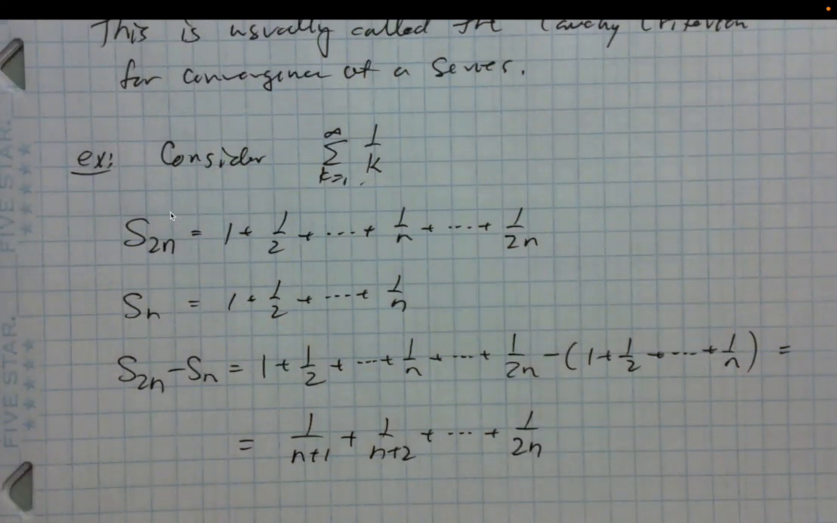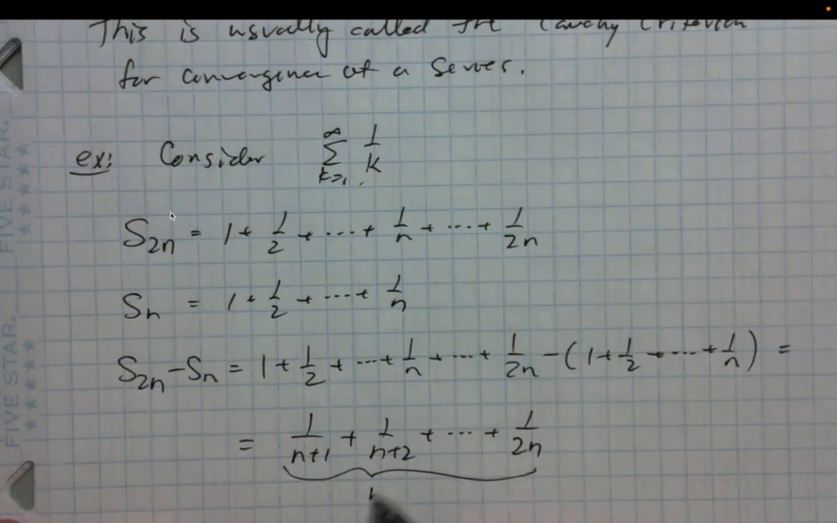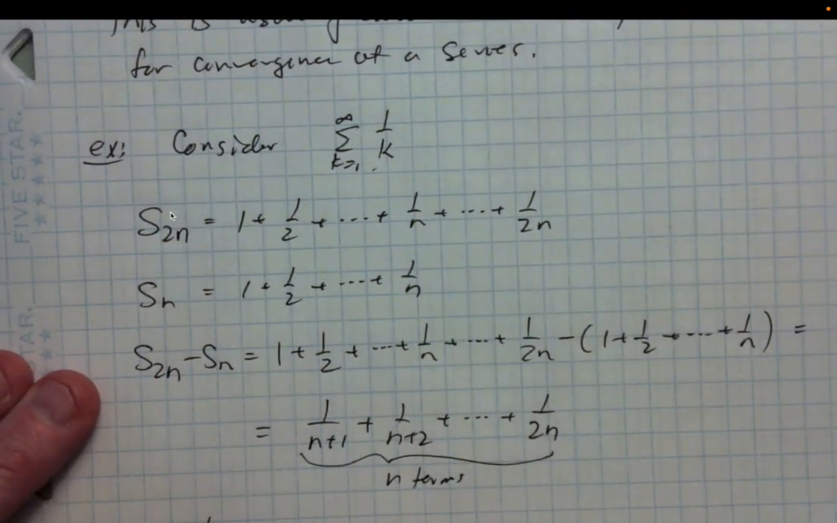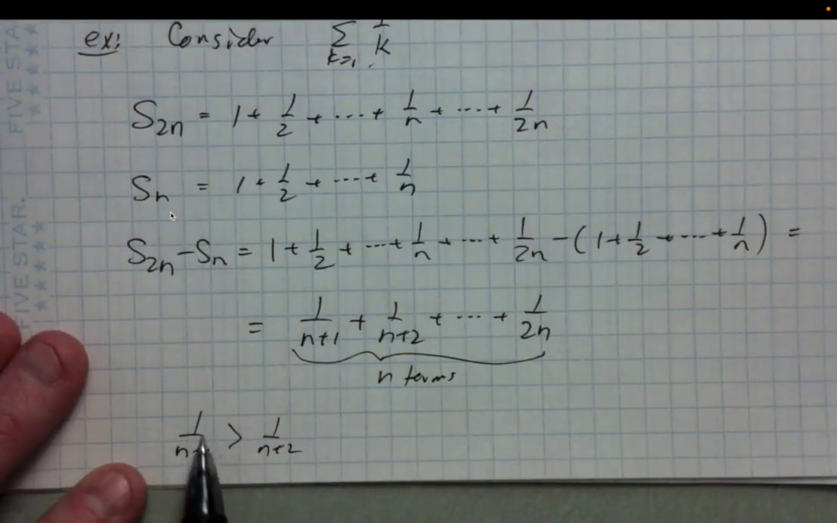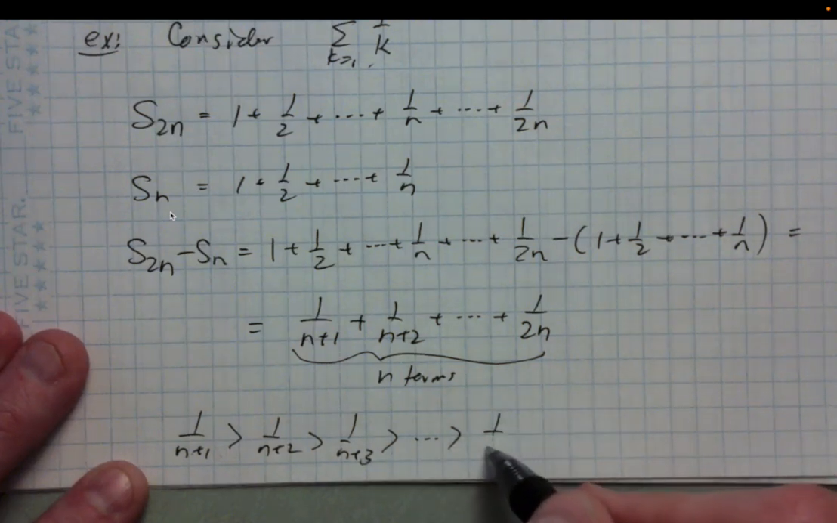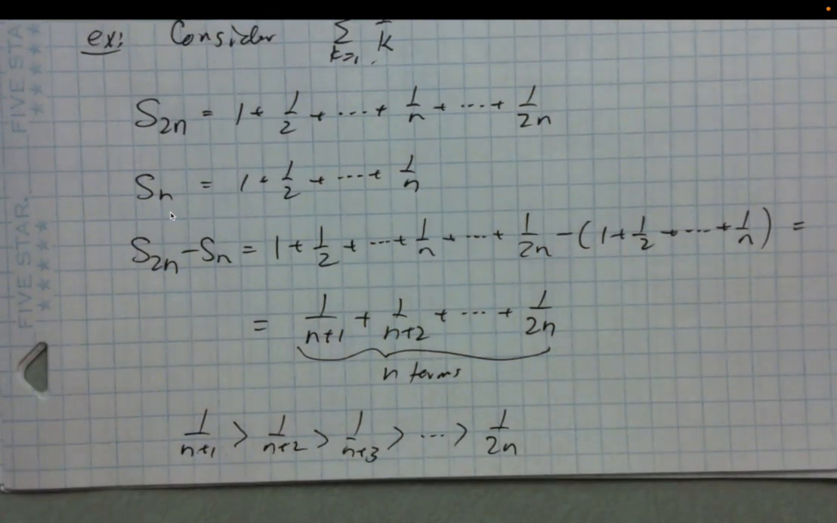Okay, something to notice here: first of all, how many terms are here? N terms. And second, notice that 1 over n plus 1 is a larger number. This is greater than 1 over n plus 2, isn't it? As the denominator gets larger, this number gets smaller. So 1 over n plus 1 is greater than 1 over n plus 2, which is greater than 1 over n plus 3, and so on, all the way down to 1 over 2n. So each of these n terms is at least as large as 1 over 2n.